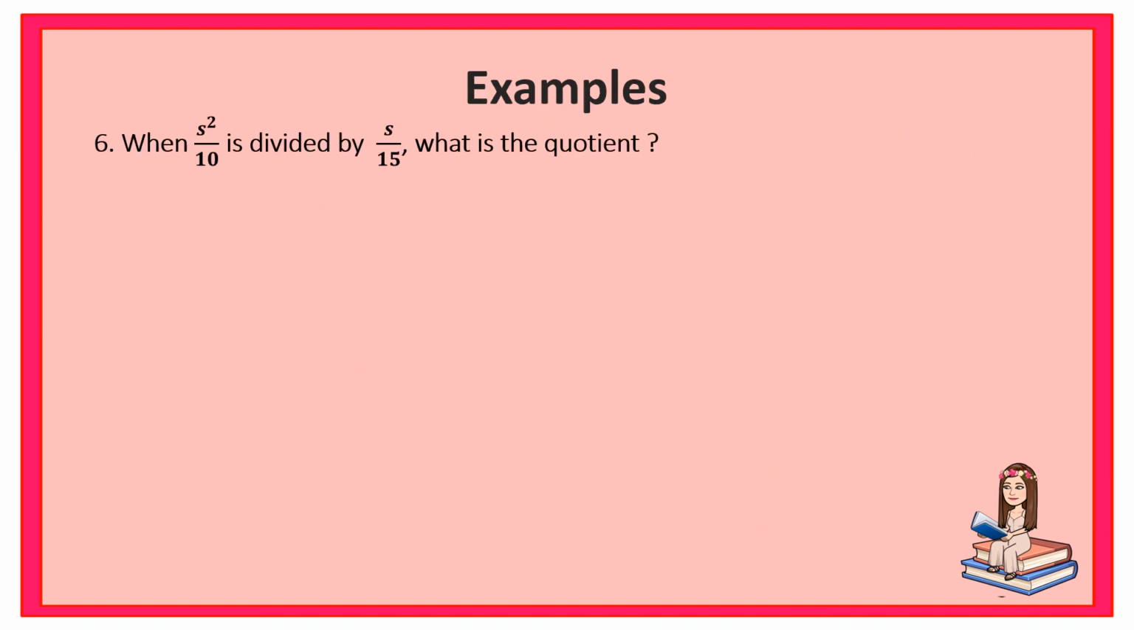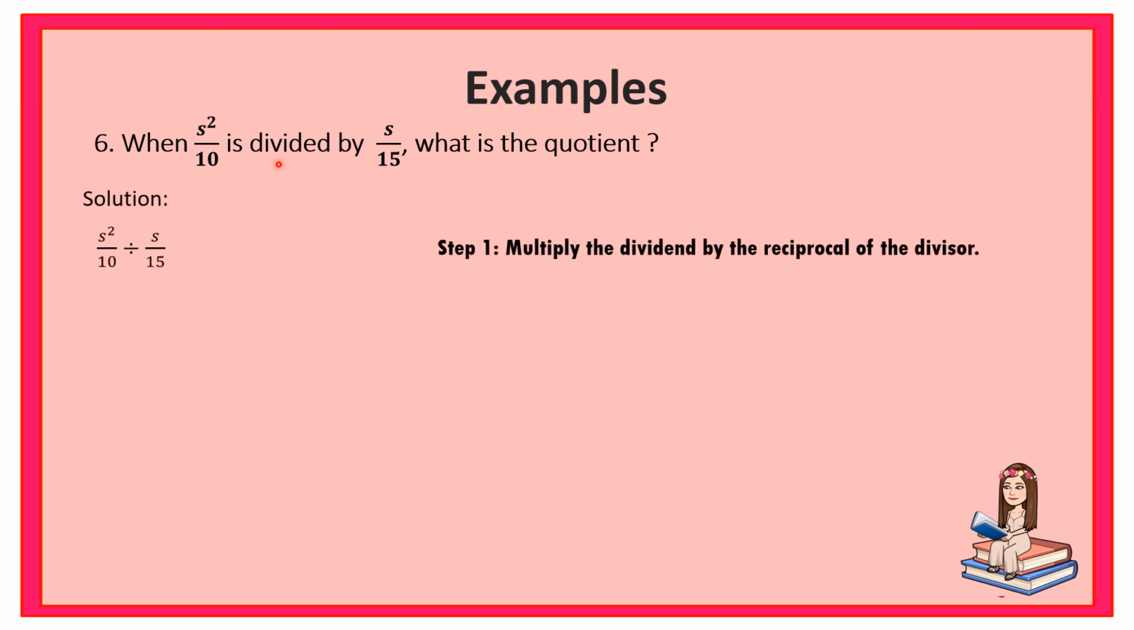Alright? Our sixth example. When s squared over 10 is divided by s over 15, what is the quotient? Quotient is the answer in division, plus another keyword, divided by. So that is so clear that we are going to divide. So let me rewrite that. So we have s squared over 10 divided by s over 15.